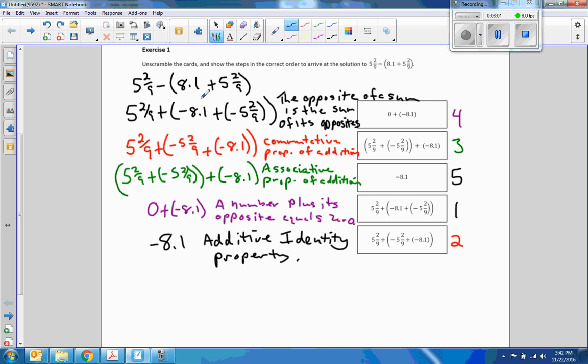Okay, so it's not just a matter of adding and subtracting. Yes, you can do this quicker and cut corners, if you will, and do things in your head or use a calculator. But this is not a lesson on adding and subtracting. It's a lesson on the properties.